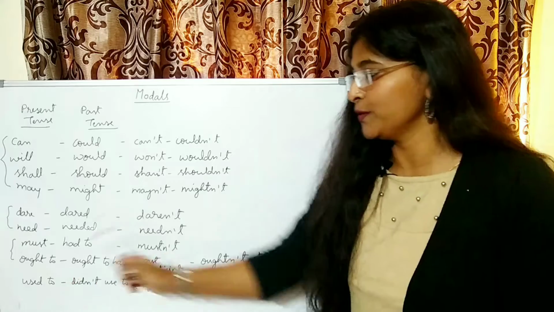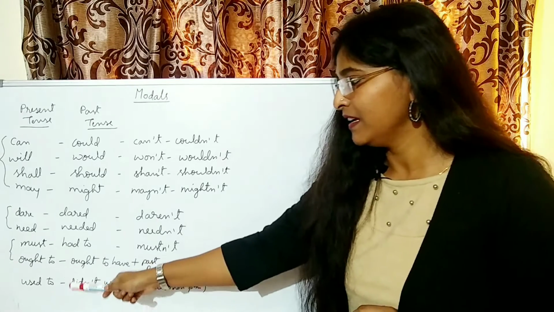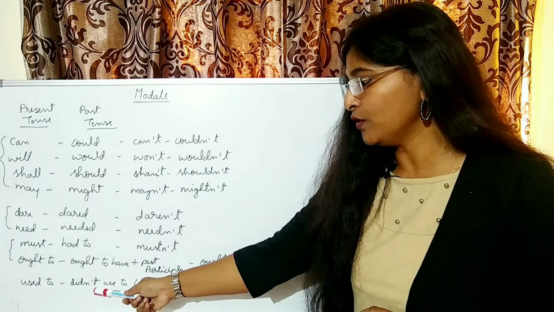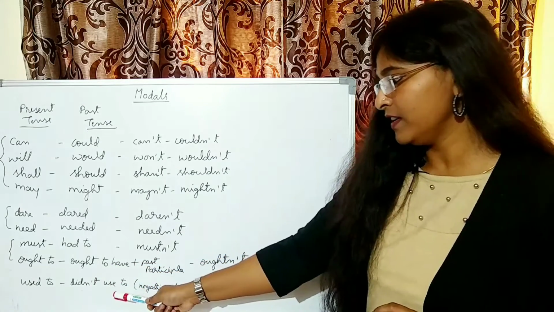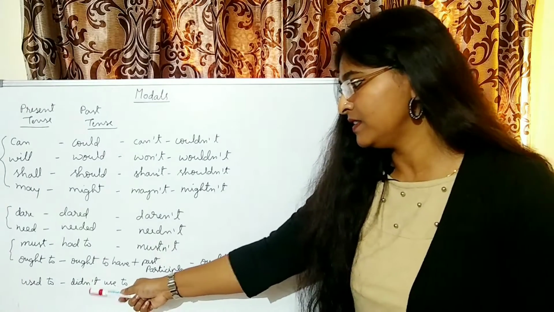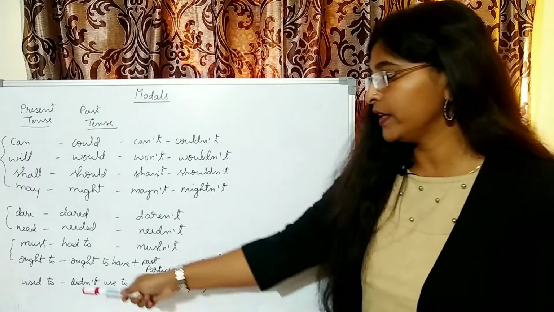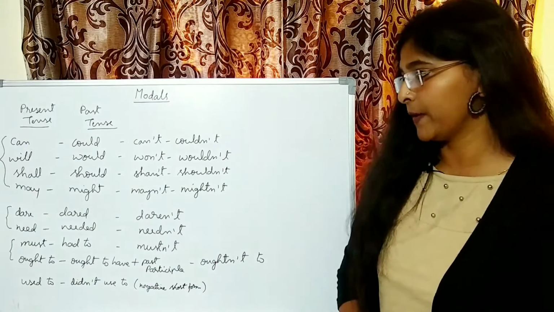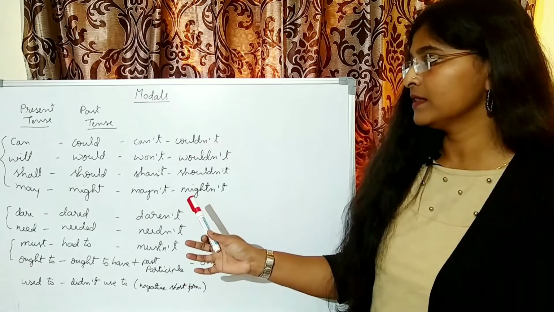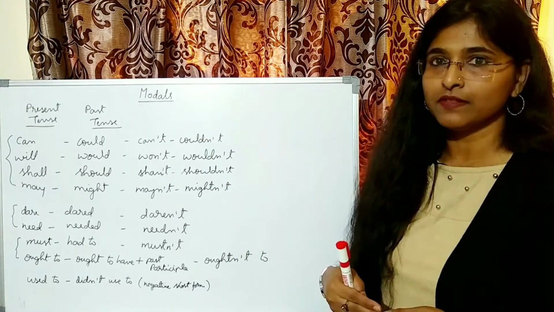The last one, used to. It is found only in the past form, always in the past tense, in the way of used to. It has only the past form. And if you want to write the negative short form of used to, then it is didn't use to. It is found only in the past tense. So these are all the modals. Later we will study the functions of modals in a detailed way in another video.